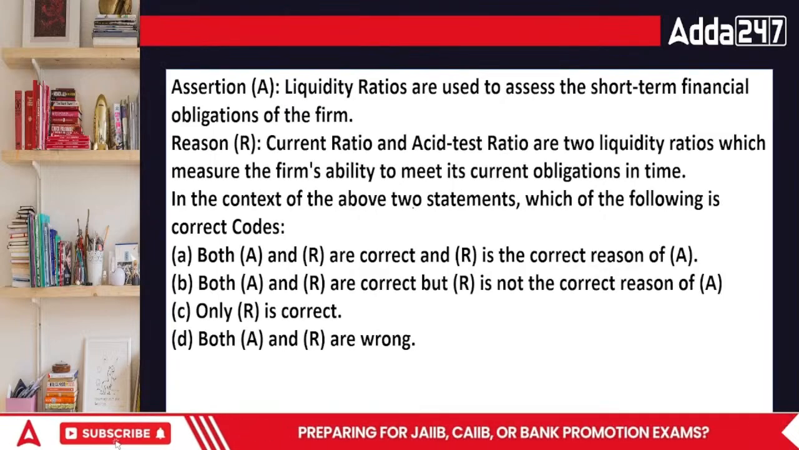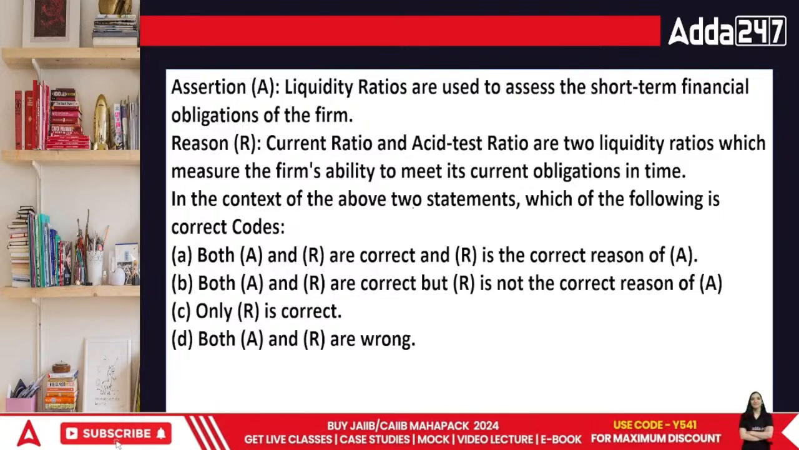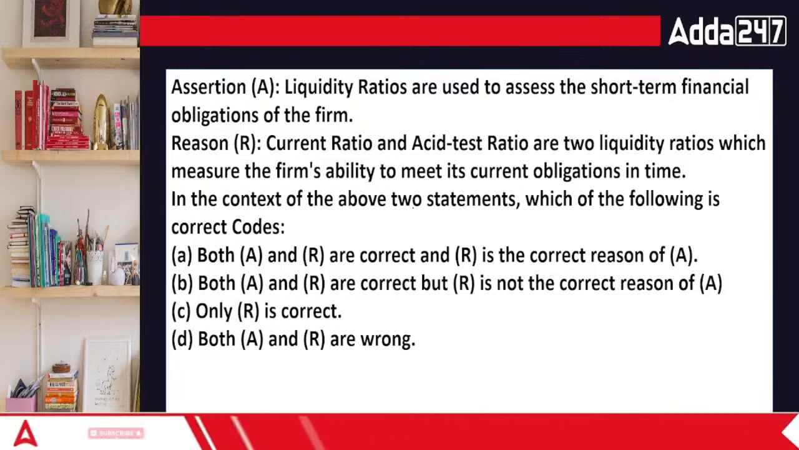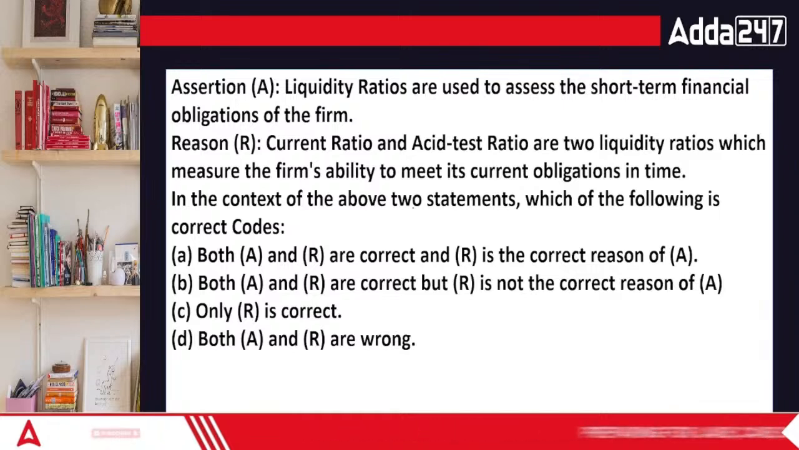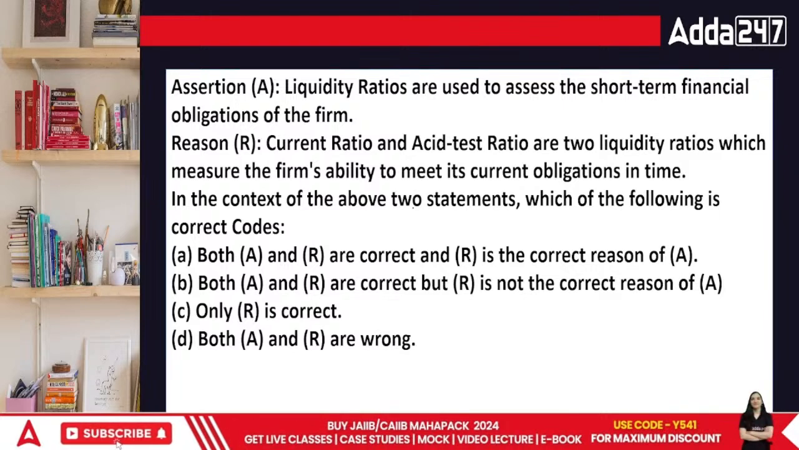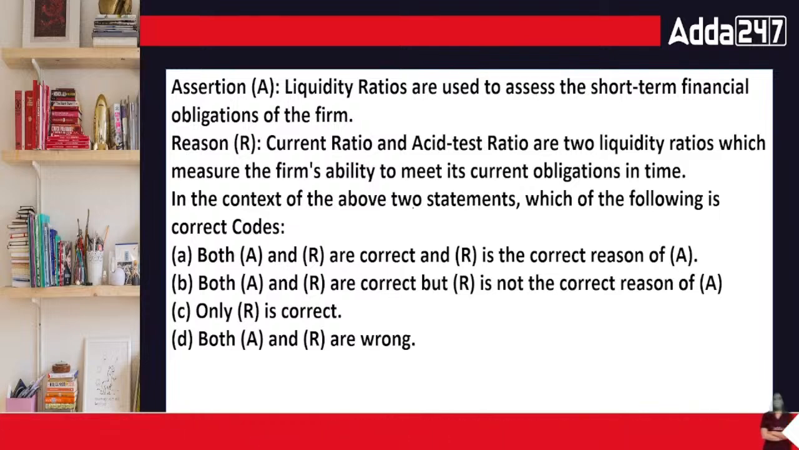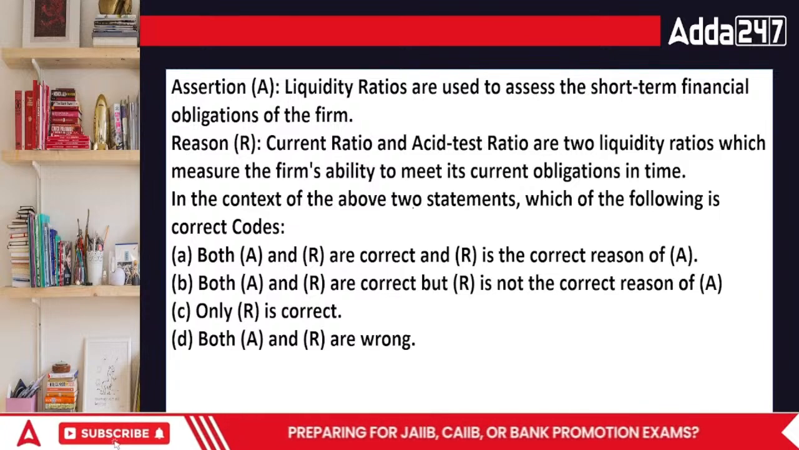Next question. Assertion and reasoning based, everyone. Liquidity ratios are used to assess the short-term financial obligations of the firm. Current ratios and asset test ratios are two liquidity ratios which measure the firm's ability to meet its current obligations in time. In the context of the above two statements, which of the following is the correct code?